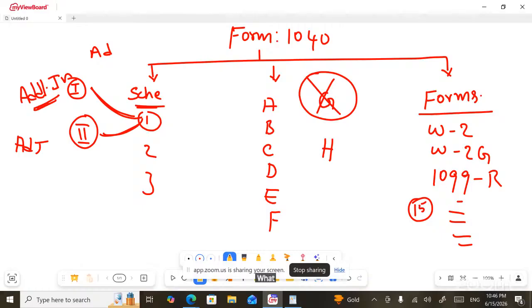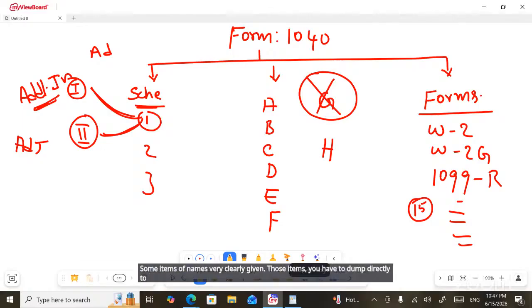What is the additional income? I already started the income list in item number 1, A, B, C, D, E, F, G, H, like that, Z. Wages, household, like that. Some items we have already covered. In form number 1040 itself, some items are very clearly named. Those items you have to put directly into form number 1040.